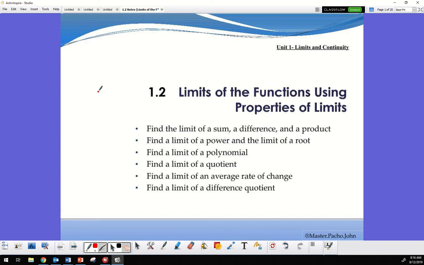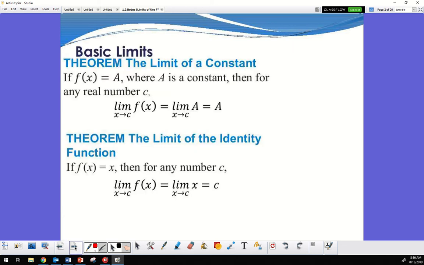Okay, 1.2, limits of functions using properties of limits. Find the limit of a sum, difference, product, power, all this other good stuff. Basically all types of math that we can try and do. So we're trying to find the limit of those.